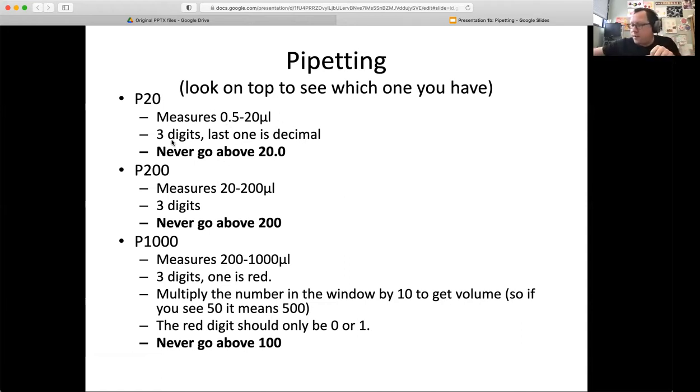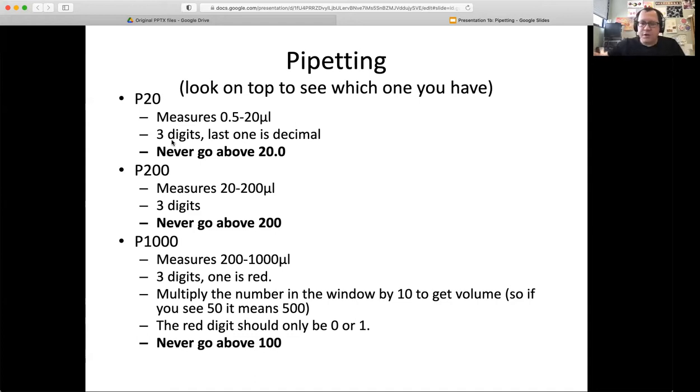When we look at the window and see the number on the inside, we have two black numbers and one red number. The black numbers are the whole digits, and the red number is the decimal place. So we never want to see that one above 200. And typically we don't want to go below 005. Okay, so those are our limits there.